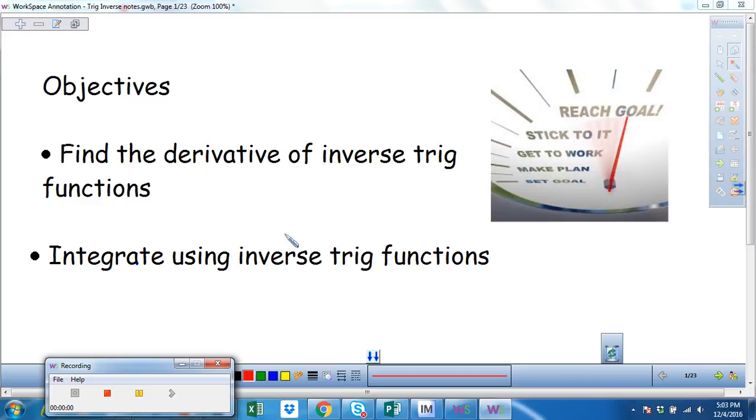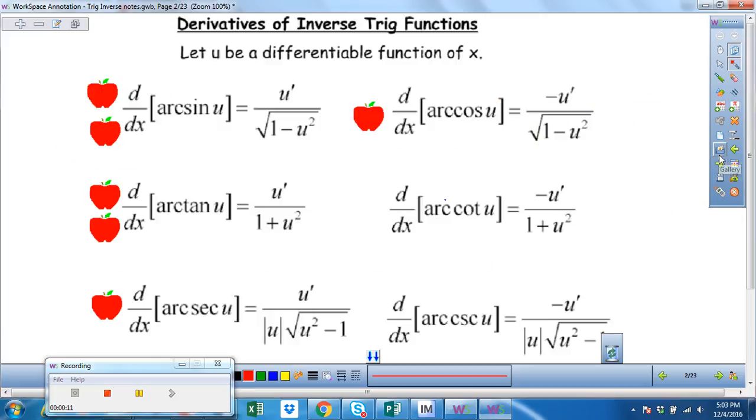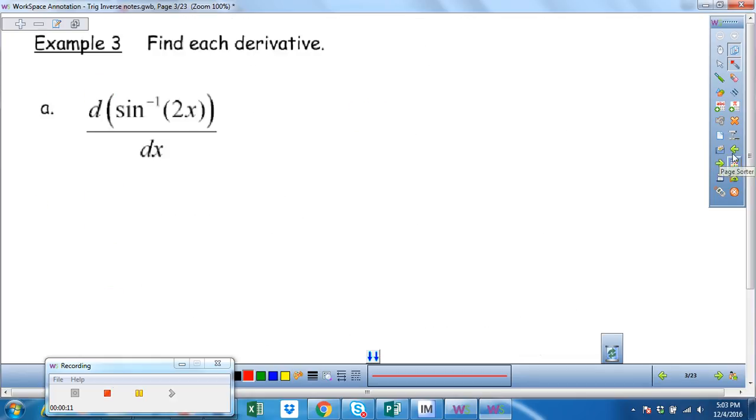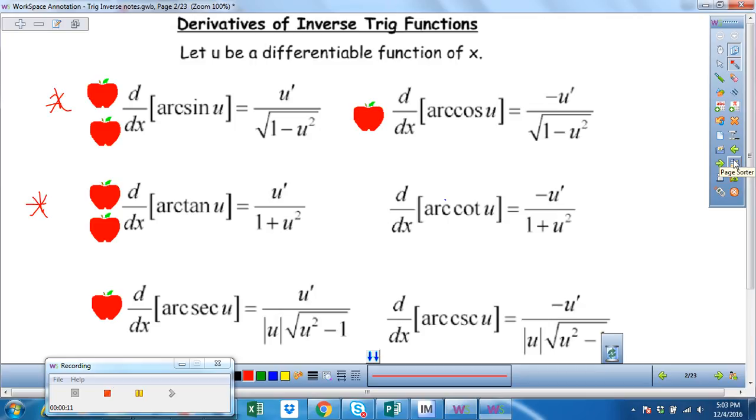Okay, so welcome to the derivative of inverse trig functions. Our objective today is to take the derivative and to integrate inverse trig functions. What you have in your notes are all the inverse trig functions and their derivatives. However, the only two that we're going to cover in this video are arcsine and arctan. And as far as I know, those are the only two that are on the AP exam. So it's just memorizing these formulas.